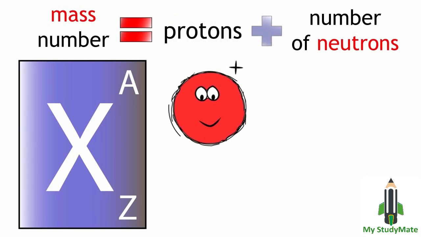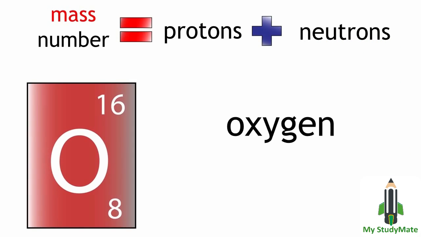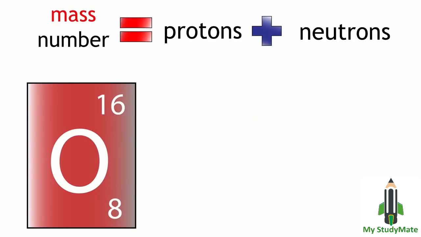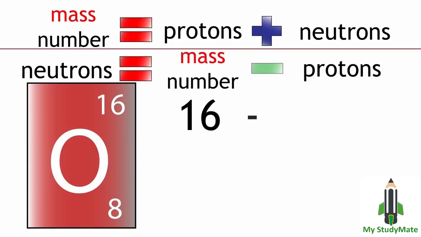So if we take oxygen, oxygen has a mass number of 16 and an atomic number of 8. So how many neutrons does it have? Remember, mass number equals protons plus neutrons. We can rearrange this to show that neutrons equals mass number minus protons. Neutrons equals 16 minus 8 equals 8. Oxygen therefore has 8 neutrons.